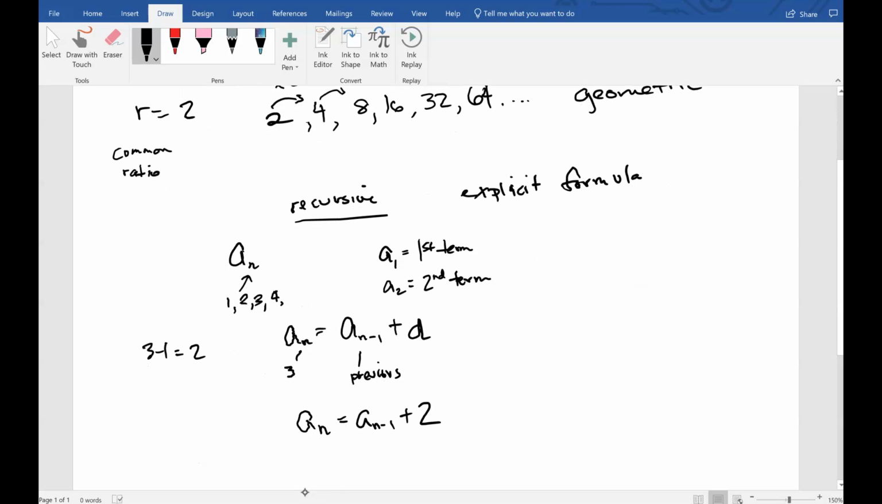Now when it comes to the explicit formula, and we'll talk about the recursive formula for the geometric in just a second, but let's talk now about the explicit formula.